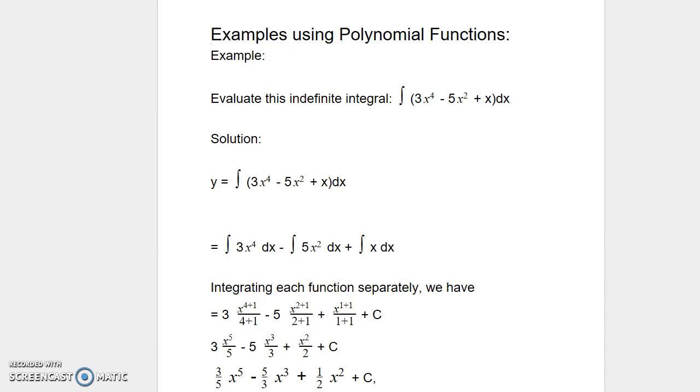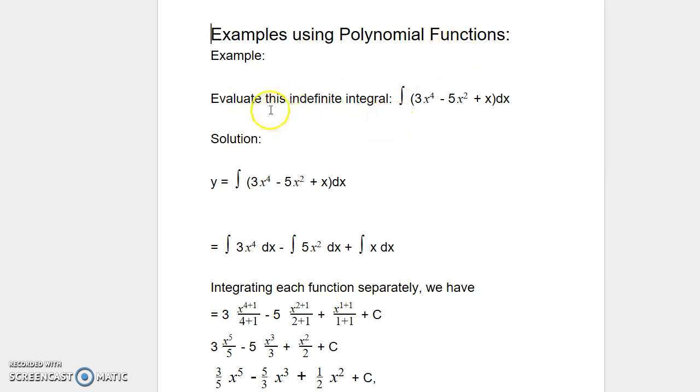Welcome to my presentation. This presentation is part of the playlist Indefinite Integrals. In this presentation, we will be solving problems using the rules of integration. Let us look at some examples using polynomial functions.